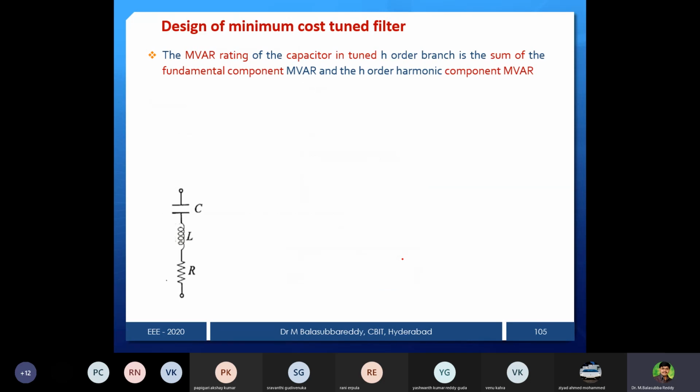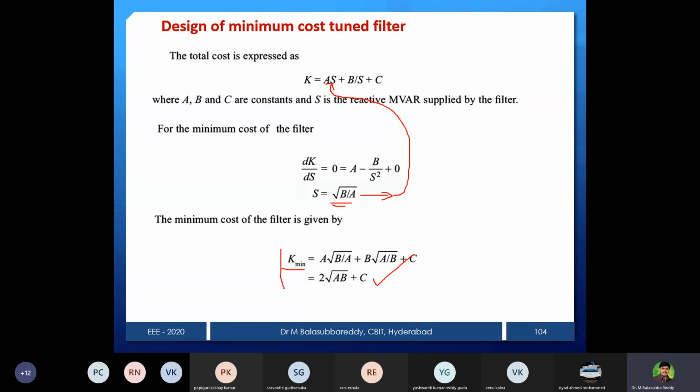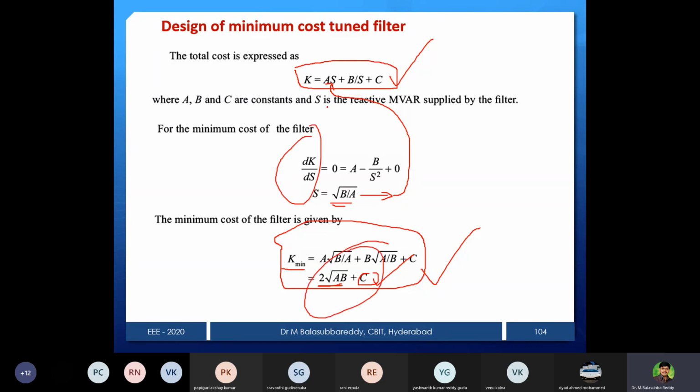And now the MVR rating of the capacitor in a tuned filter, where H is the order of that harmonic, is the sum of the fundamental component MVR. So this is the final expression. If they ask a small question, you can just start here and skip the derivation part. K minimum is equal to 2 root AB plus C, where C is a constant value. So you can stop at this point also if it is a small question. Otherwise, I will derive this expression onwards, again doing the differentiation and equating it to 0. We will get it in sequence.